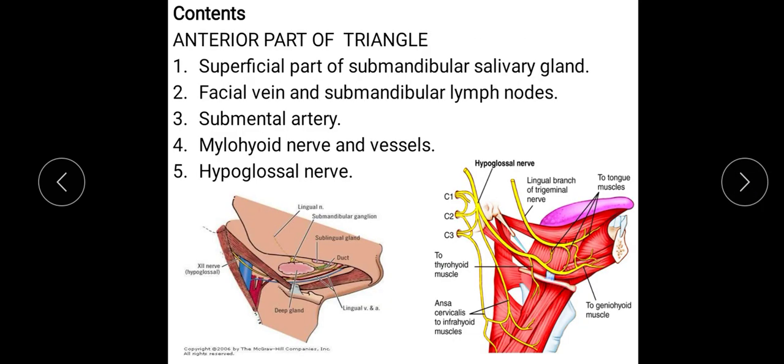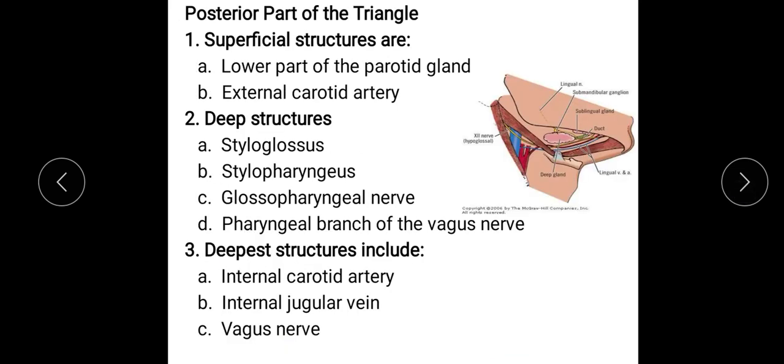Then the contents of the digastric triangle are the superficial part of the submandibular salivary gland, facial vein, submandibular lymph nodes just below the mandible, submental artery, mylohyoid nerve and vessels, and the hypoglossal nerve. These are the contents of the anterior part of the digastric triangle.